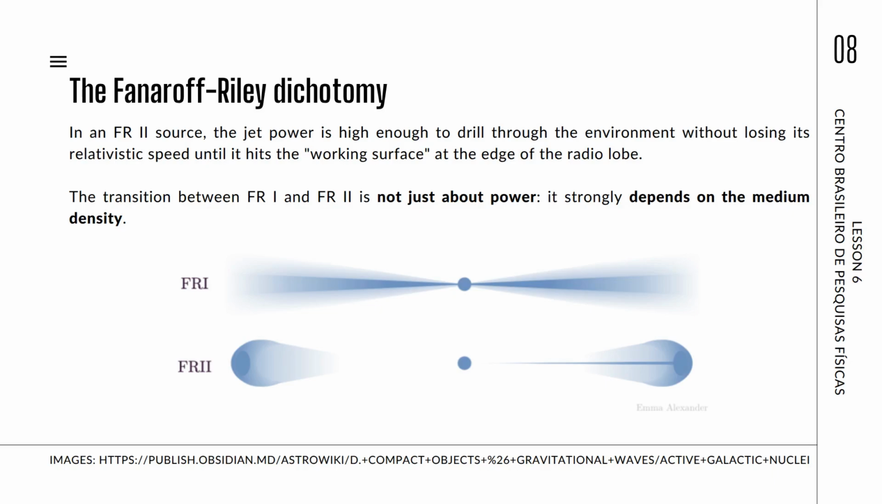Yes, this is a summary of what I told you. So in the Fanaroff-Riley 2, the jet power is high enough to drill through the environment without losing its speed until it reaches the edge of the lobe, which is where you have a change in the density of the environment. Yes, this is just a summary of what I said before.